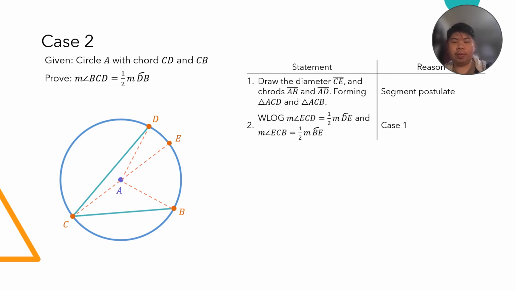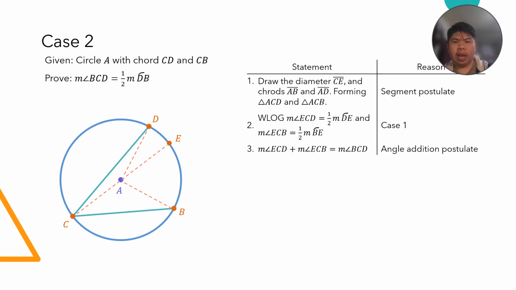So now, if you remember, we can use the phrase without loss of generality. We can say that the measure of angle ECD is 1/2 the measure of arc DE, and the same thing for the measure of angle ECB is equal to 1/2 the measure of arc BE. And we've already proven this stuff using case 1. So now all we need to do is find the relationship between these 2 angles and these 2 arcs.